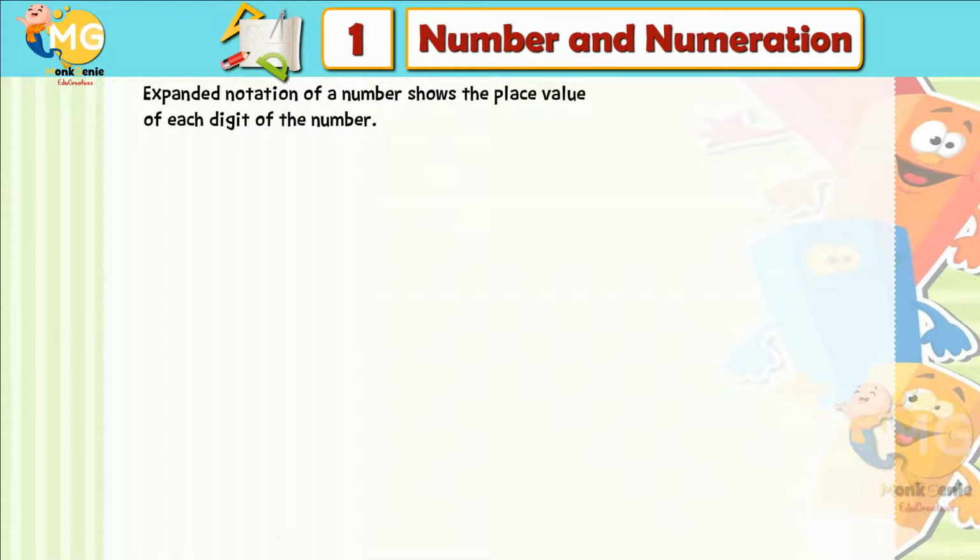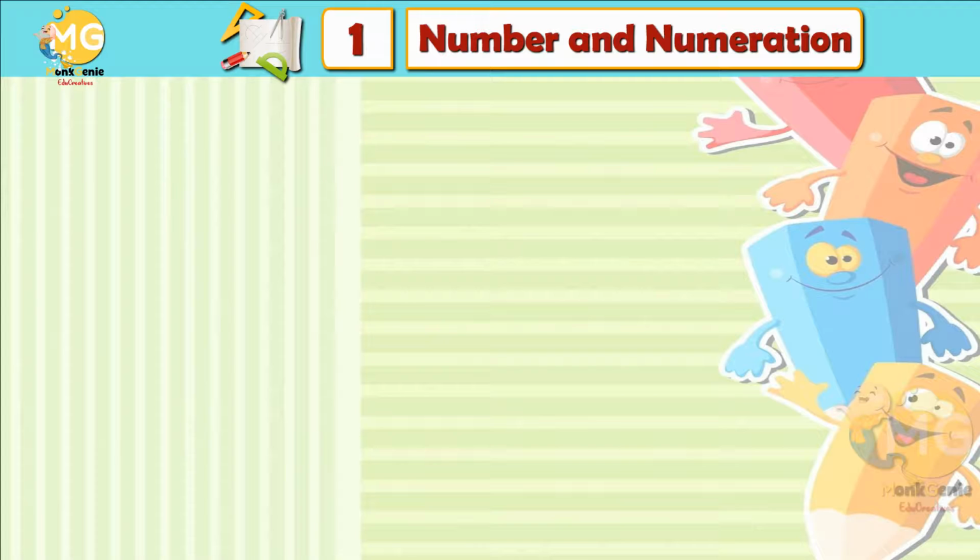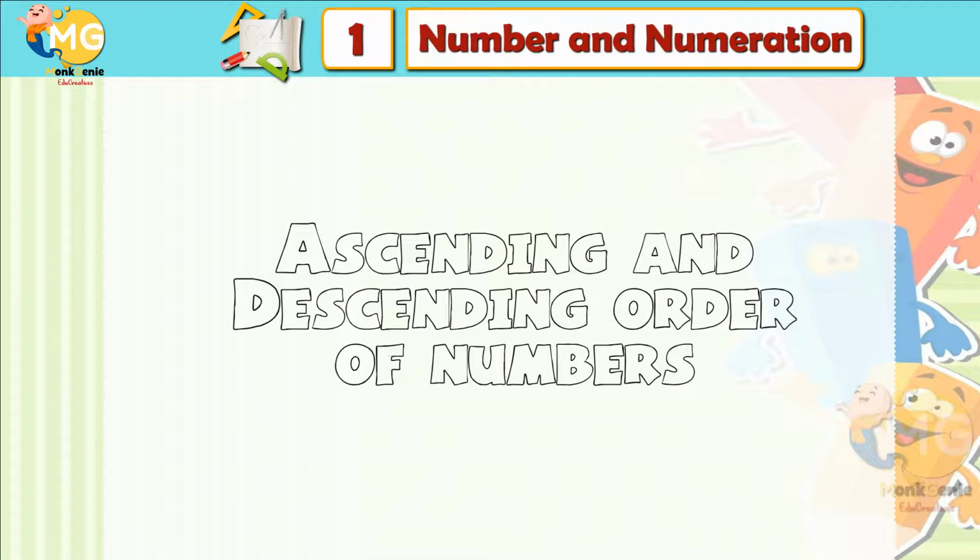Expanded notation of a number shows the place value of each digit of the number. Example, 3579 is equal to 3000 plus 500 plus 70 plus 9. Ascending and descending order of numbers.